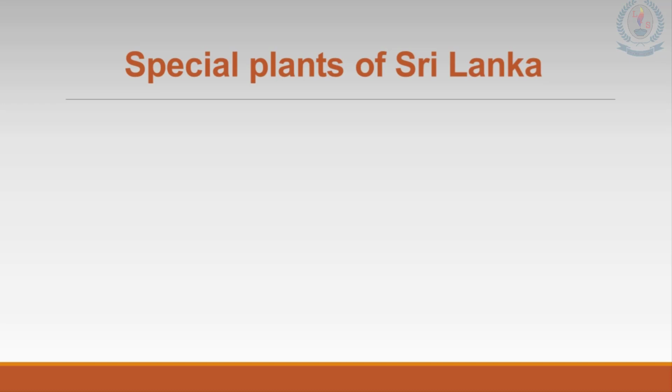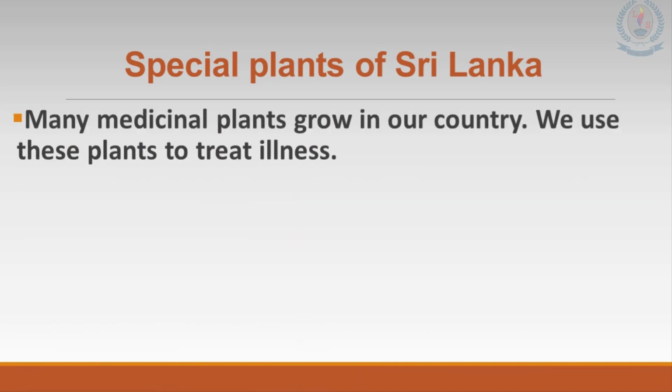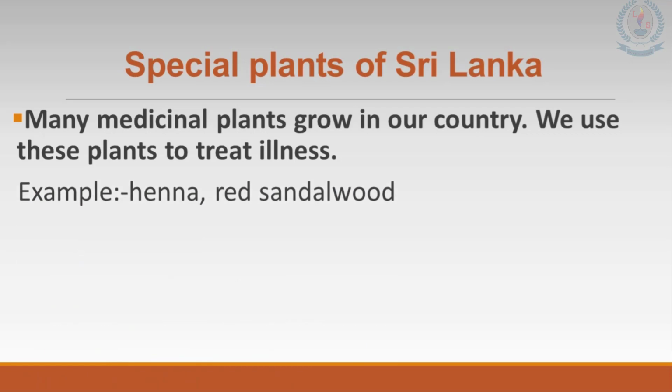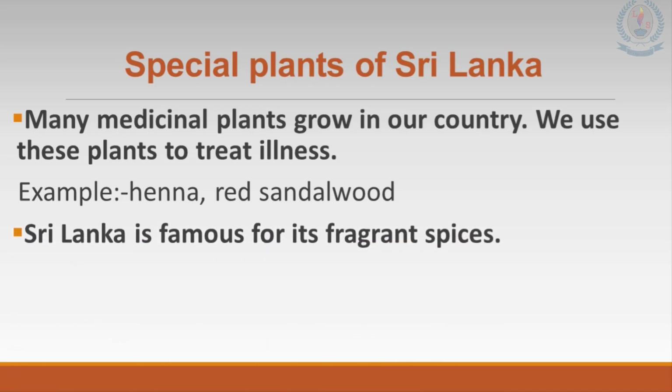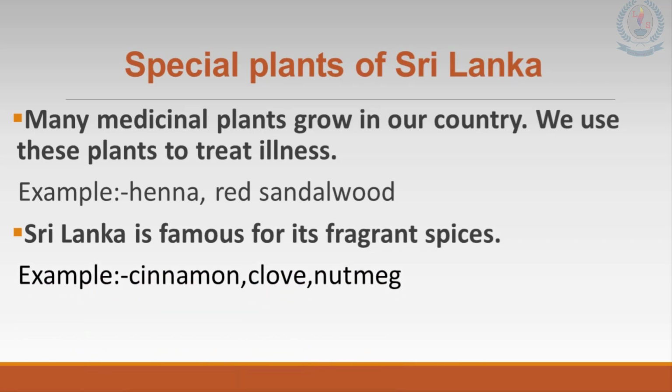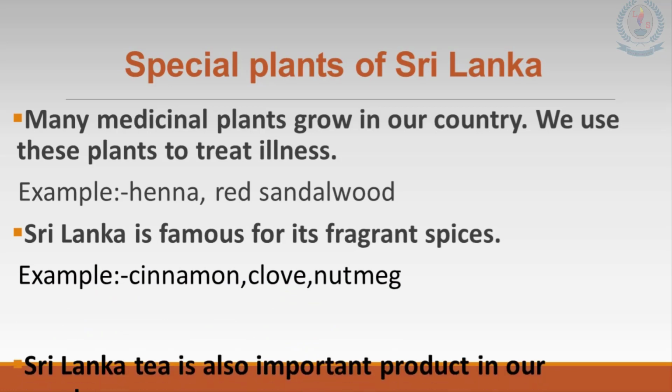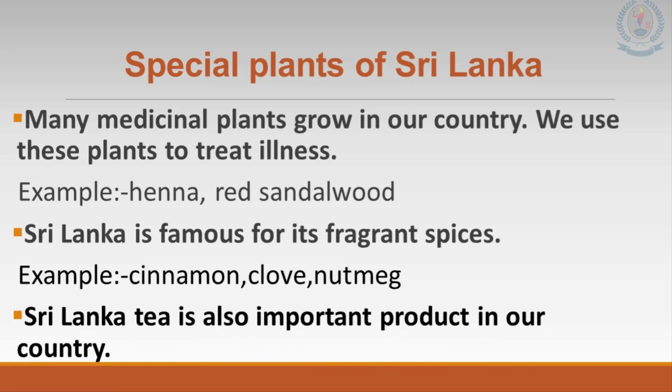Okay children, now let's see special plants of Sri Lanka. The land of Sri Lanka is rich in plant life. We have many medicinal plants growing in our country. We use these plants to treat illness. Examples: henna, red sandalwood, turmeric, and etc. Sri Lanka is famous for its fragrant spices. Examples are cinnamon, clove, nutmeg. Sri Lanka is also very famous for tea.